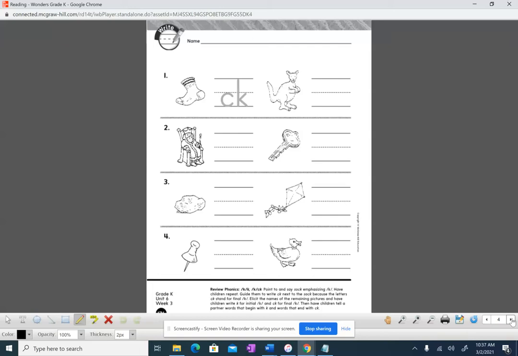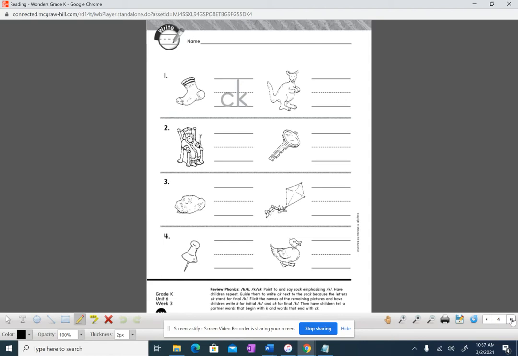Friends, today we will complete the next 3 pages in the reading worksheets for the week, 176, 177, and 178. And we are going to start on page 176. The directions say to say the name of each picture and write the letter K next to each picture whose name begins with the K sound. And then write the letters CK next to each picture whose name ends with the K sound.